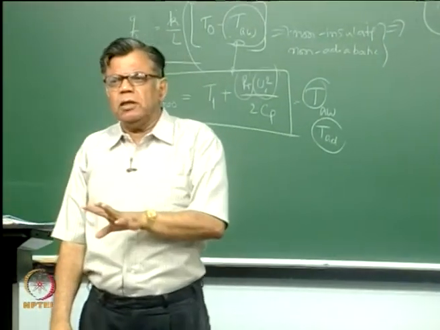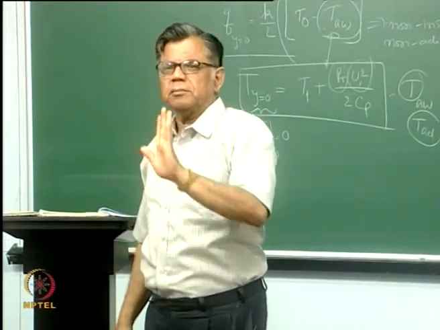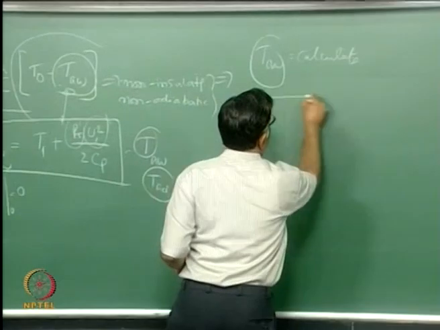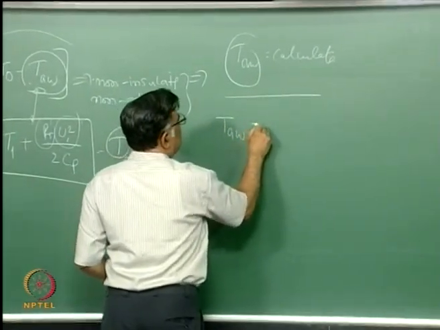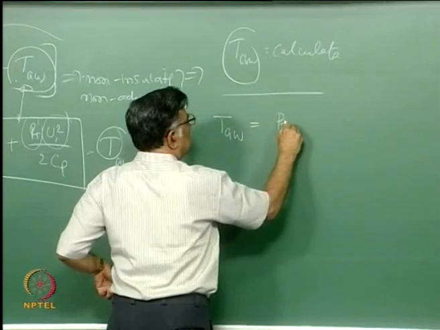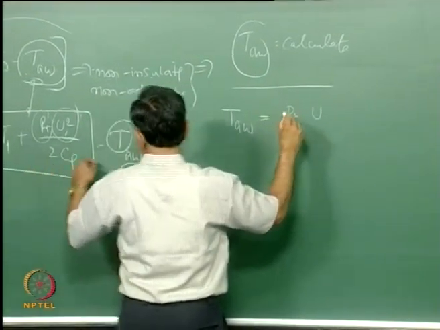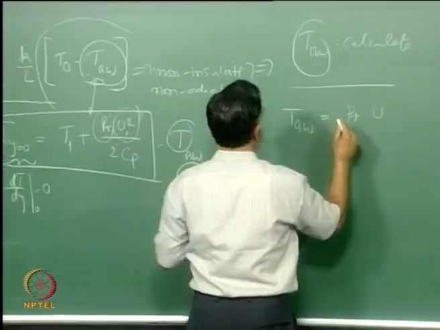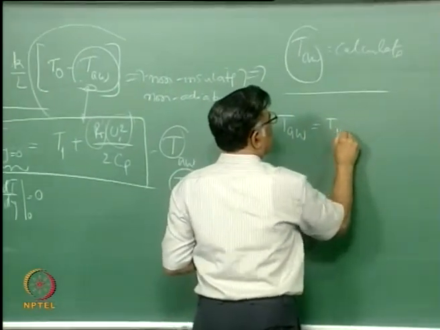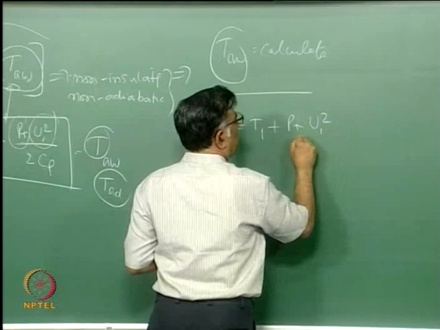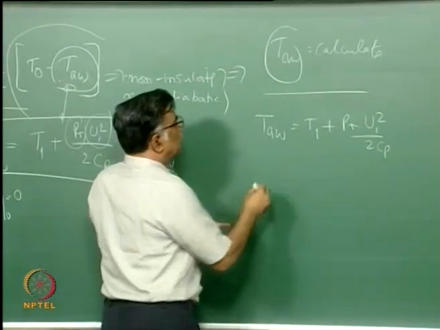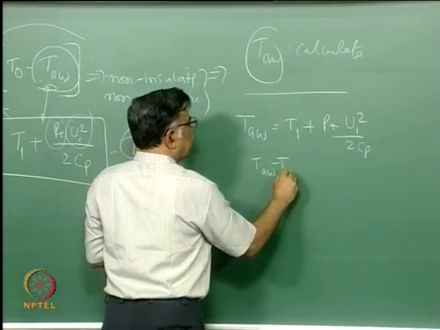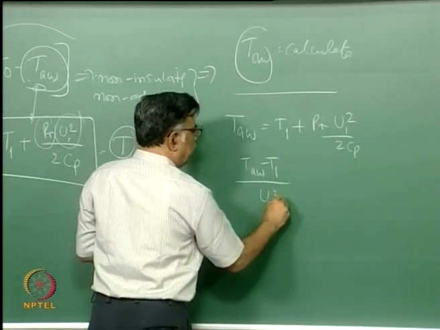If you have understood that, the next question is, how do I get the adiabatic wall temperature T_AW? Go one step ahead now. Look at this: T adiabatic is equal to, what is it? Prandtl U1... T1 plus... okay, T1 plus, we will make a small manipulation here. Bring T1 to the left hand side. So, T_AW minus T1 divided by U1 squared by 2Cp.